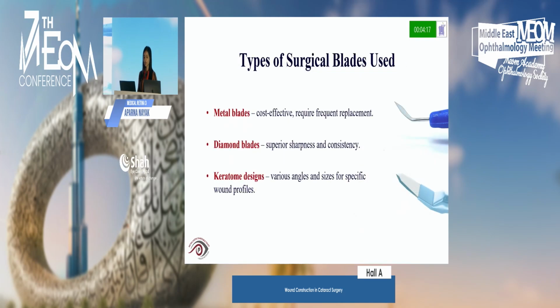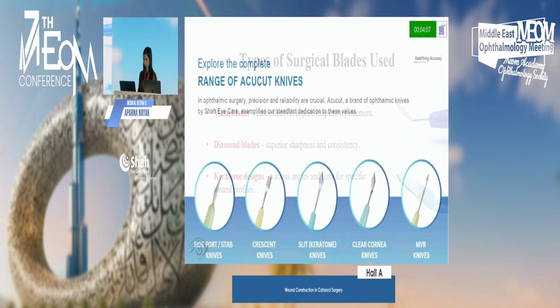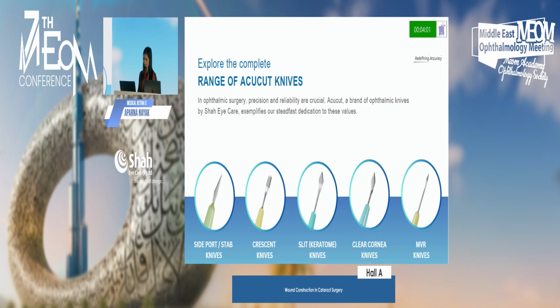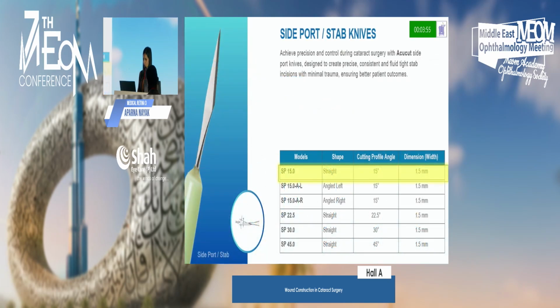Types of surgical blades used are metal blades and diamond blades. Metal blades are cost effective but require frequent replacement, but diamond blades have superior sharpness and consistency. There is a multiple range of these blades available: sideport crescent knives, the keratome, the clear cornea knives, and the MVR blades. These are different models of sideport knives. The one that we use in our setup is a 15-degree blade.